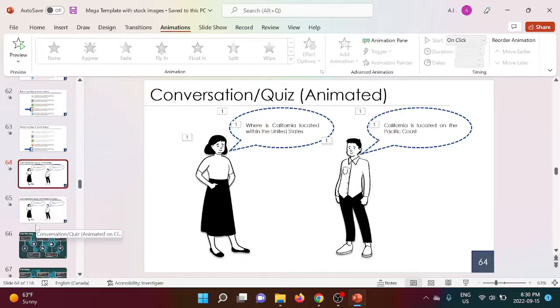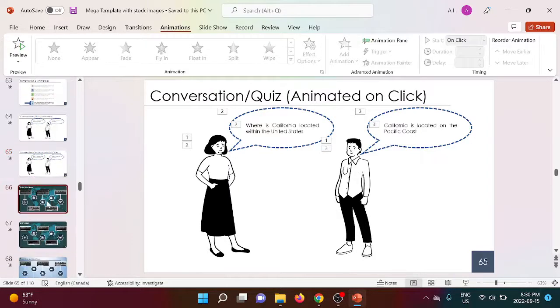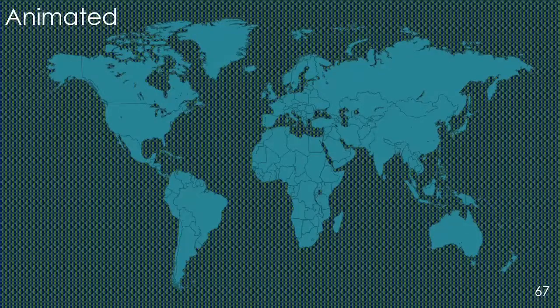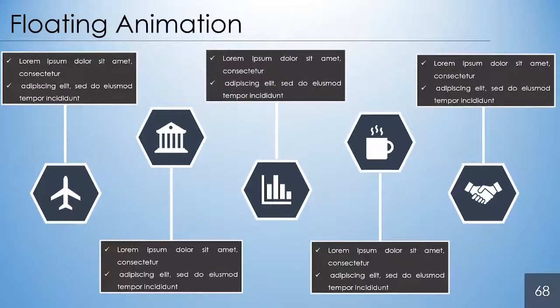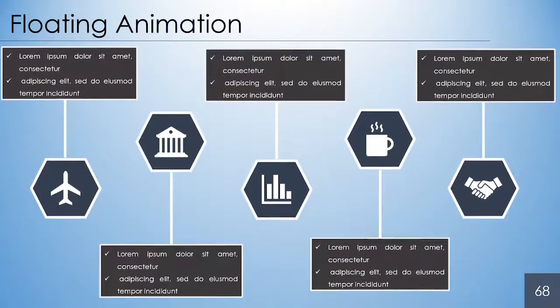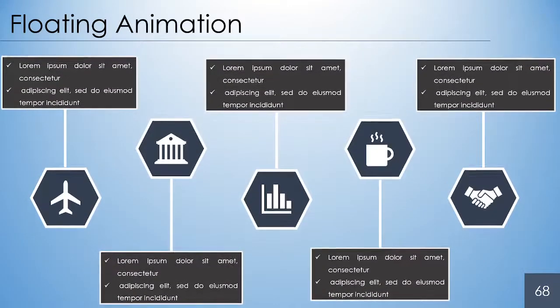The only difference between this and this is this guy is going to respond when you click the arrow. Self-explanatory here, self-explanatory here. These are just floating animations. Obviously, feel free to remove the animations if you don't like it. The float is kept very minimal so people can follow the text.